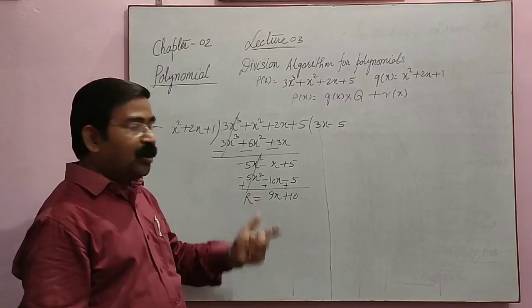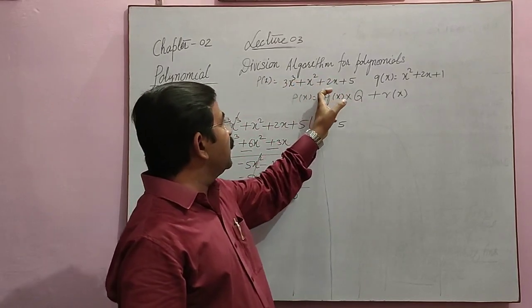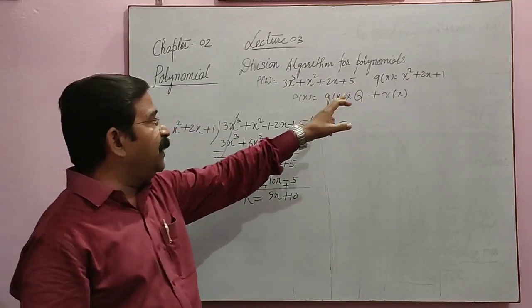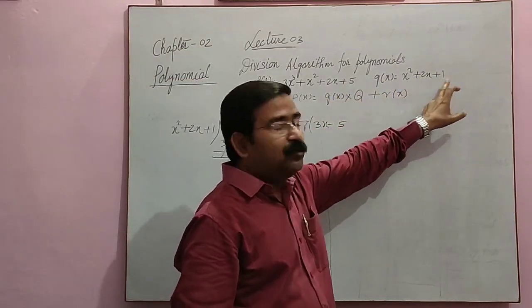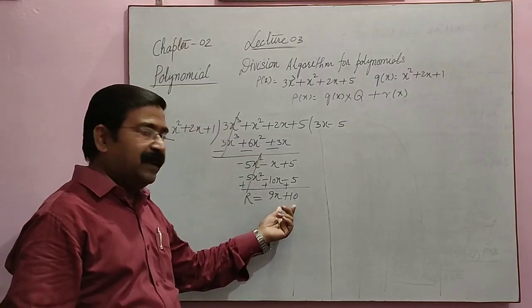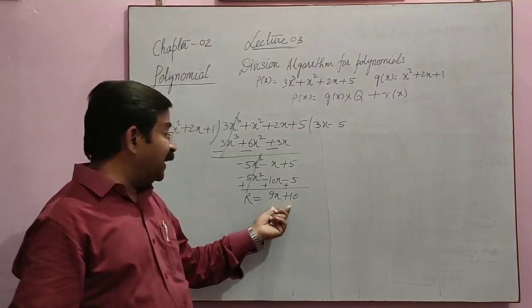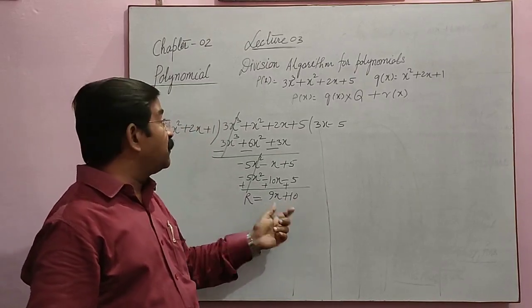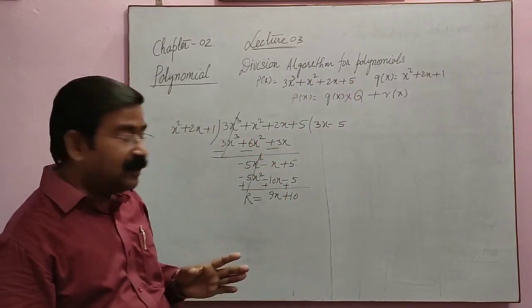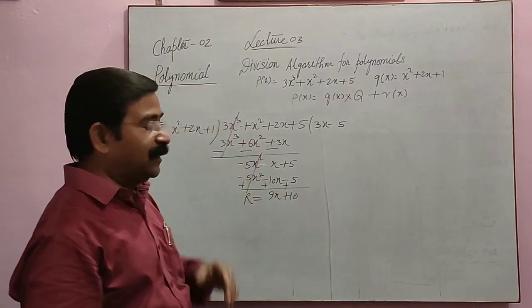The question is, what must be subtracted from the polynomial 3x cube plus x square plus 2x plus 5 so that it can be divided by x square plus 2x plus 1 exactly? So whatever the remainder is, the same must be subtracted. So 9x plus 10 must be subtracted from the polynomial so that it can be divided by x square plus 2x plus 1 exactly.